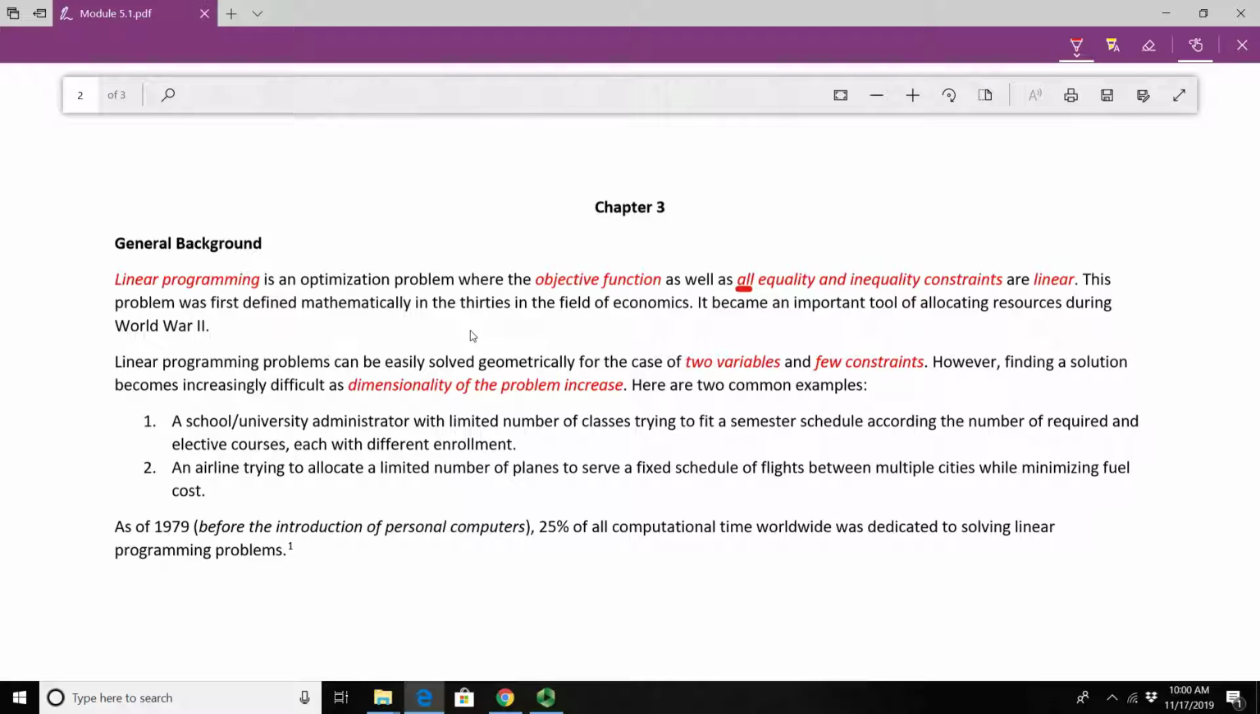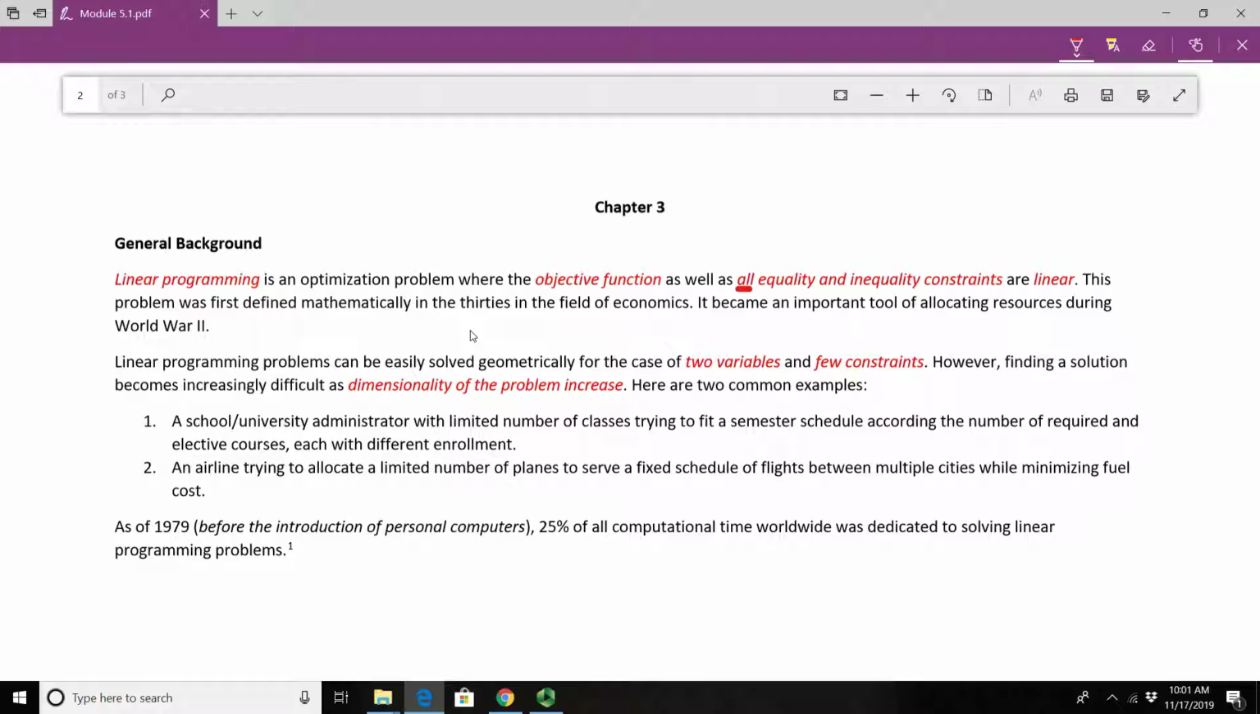So linear programming problems can be easily solved geometrically, as we'll see for the case of two variables and few constraints. However, most real problems are not with two variables and not with few constraints. So the dimensionality of the problem will make a simple manual solution impossible. So here are two examples.